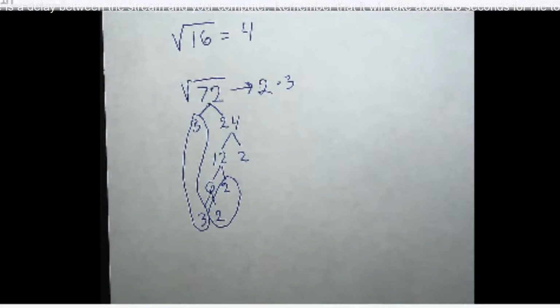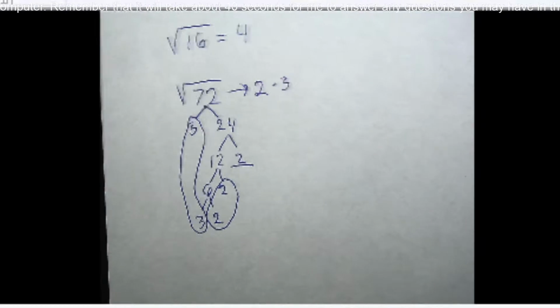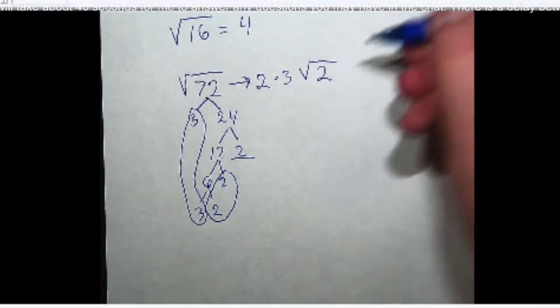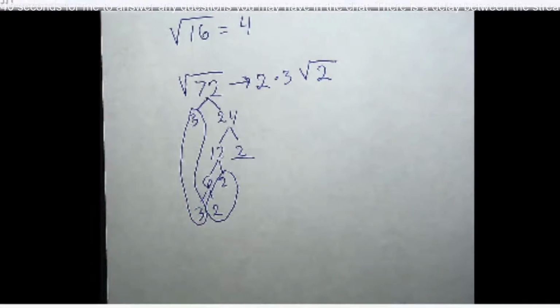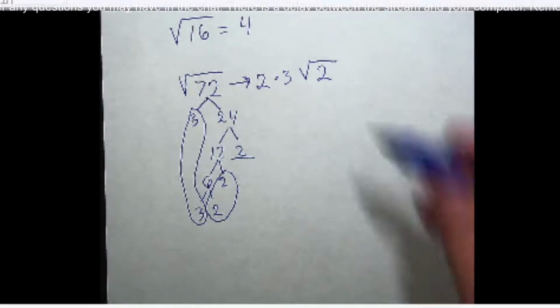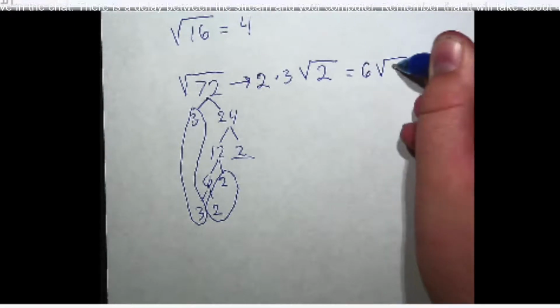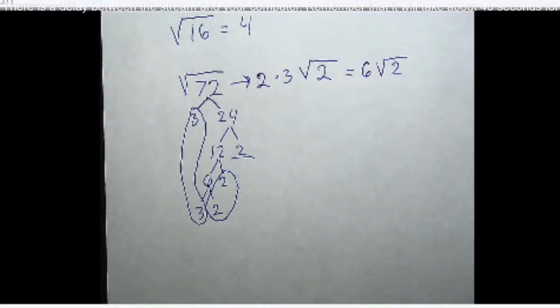However, not everything gets to come out. What is left over underneath that root? 2. It doesn't have anything left to pair up with, so it's got to stay underneath that root. Meaning that when we take all this together, of course 2 times 3 is 6, so we get 6 square roots of 2. Any questions? Okay.